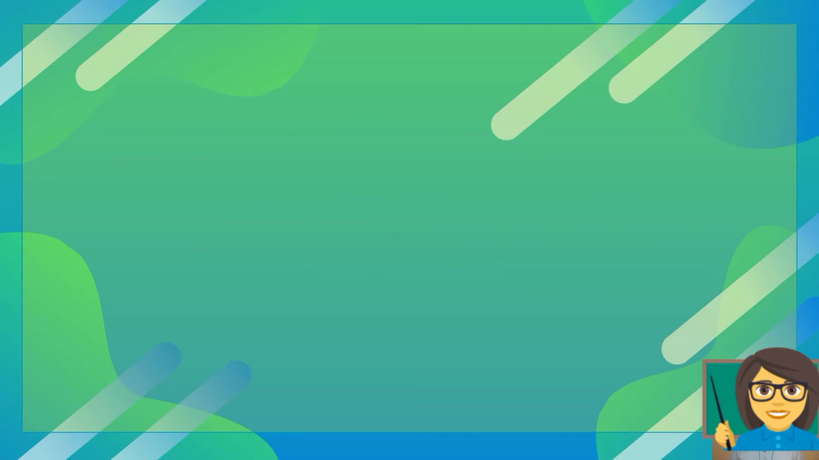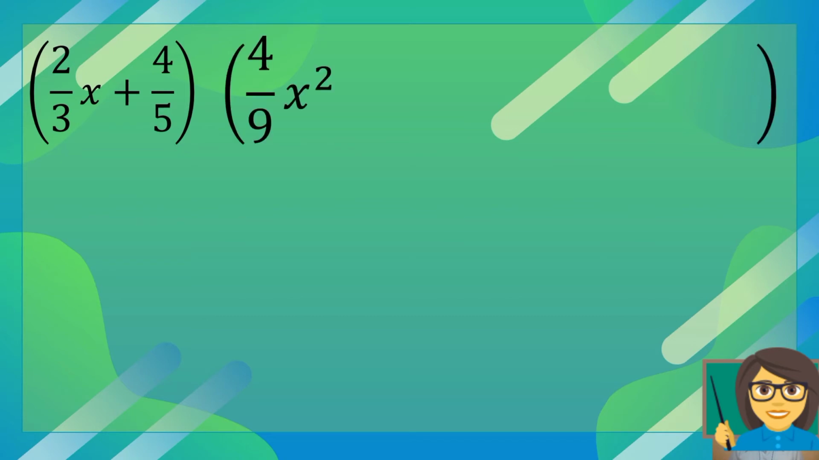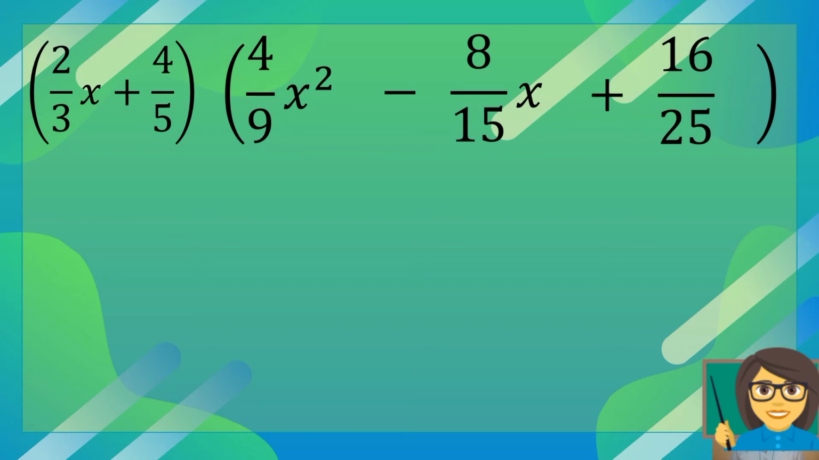We proceed to our second example. We have 2 thirds of x plus 4 over 5 multiplied to 4 over 9x squared, that is the square of 2/3 of x, minus 8 over 15x, which is the opposite of the product of the first term and the last term of our binomial factor, plus 16 over 25, which is the square of 4 over 5.